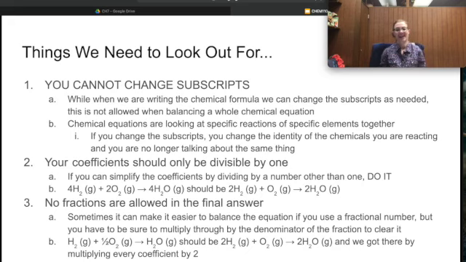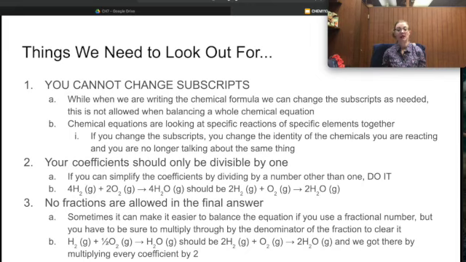These are things we cannot do. These are the no-goes. Please, I swear, do not do them. So you cannot change subscripts. You cannot change the subscripts.